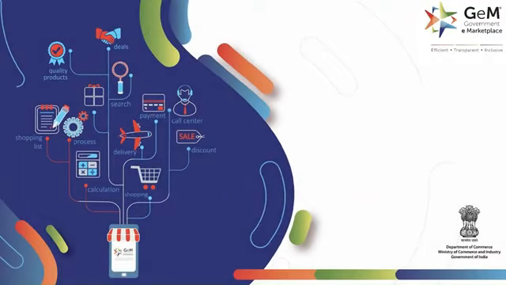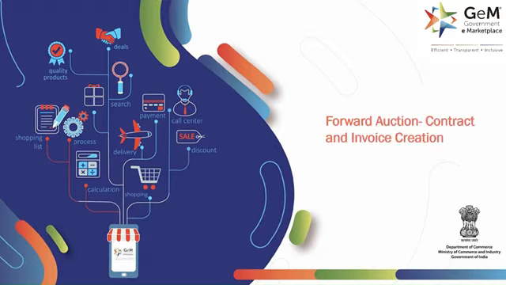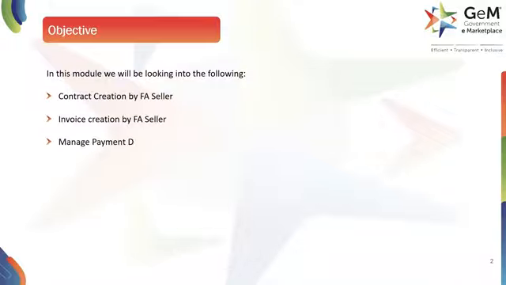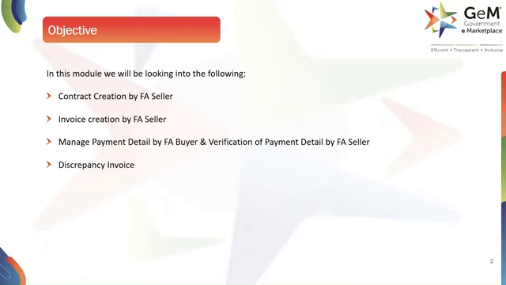Today we will learn about forward auction, contract and invoice creation. In this video we'll guide you through the process of managing your contracts and creating invoices as a forward auction FA seller. In this module we will be looking into the following: contract creation by FA seller, invoice creation by FA seller, manage payment detail by FA buyer and verification of payment detail by FA seller, discrepancy invoice.